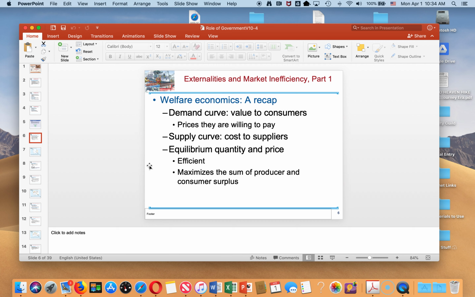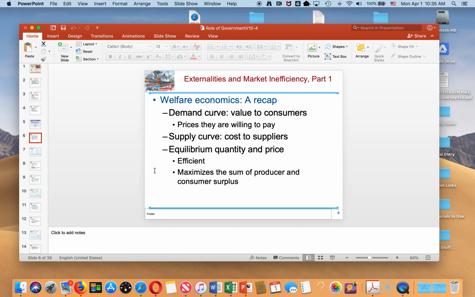So now a little bit on supply and demand, a little bit of a recap or review. We didn't cover this particular chapter in welfare economics, but the recap is pretty simple and straightforward. The demand curve is the value to consumers, the price they're willing to pay for different quantities. The supply curve is the cost to suppliers of different quantities. The equilibrium quantity and price is where supply and demand meet. And like it says there, it maximizes the sum of consumer and producer surplus.